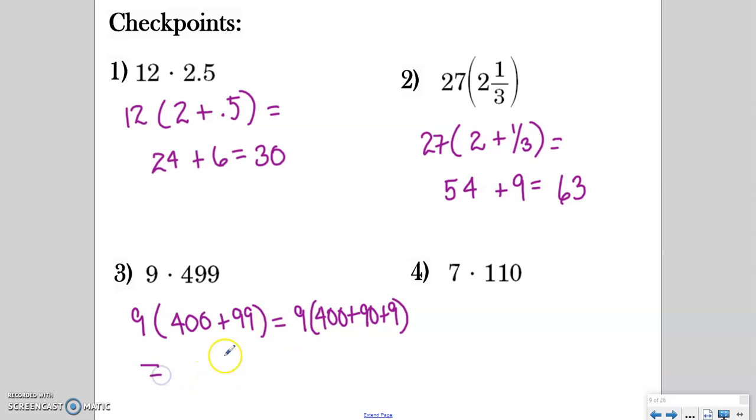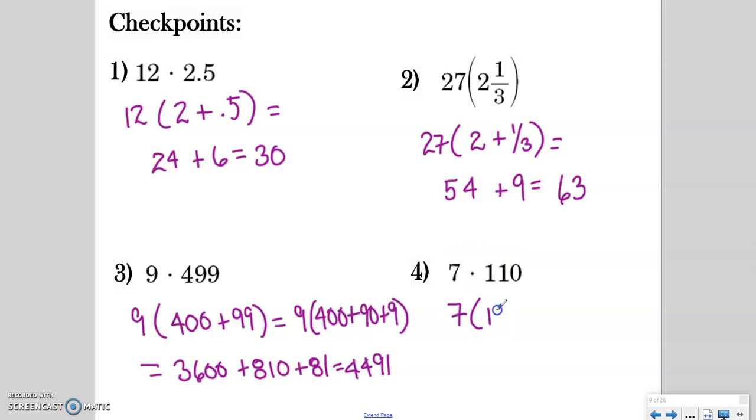So now it would be 3600 plus 810 plus 81. And then when I add them all up, I'm going to use the calculator for this one. Again, I try to break it down to simple numbers, and I'll get 4491.